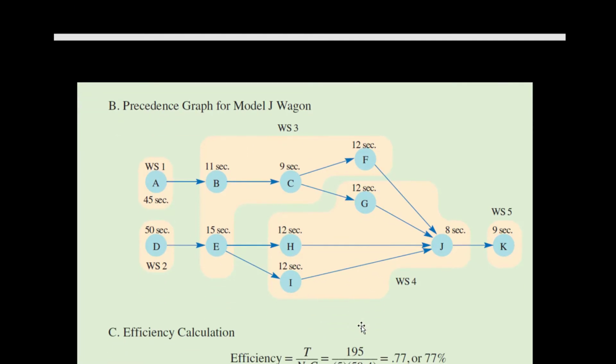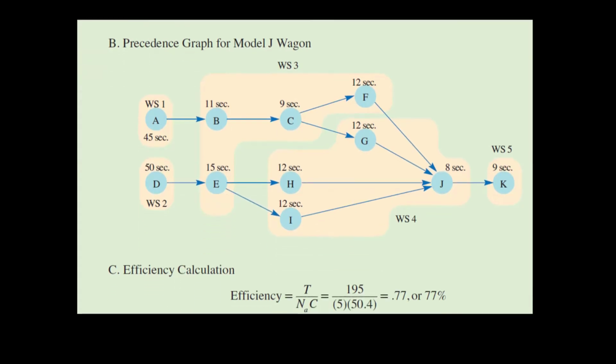With this, now we come to the final calculation, that is the efficiency of this balanced line. It is given by T divided by actual workstations times cycle time. So 195 is the total time, divided by 5 times 50.4, and this efficiency comes to around 77%. So this is how we do the line balancing as per the given precedence diagram or precedence requirement, as well as the primary and secondary rules of task selection.